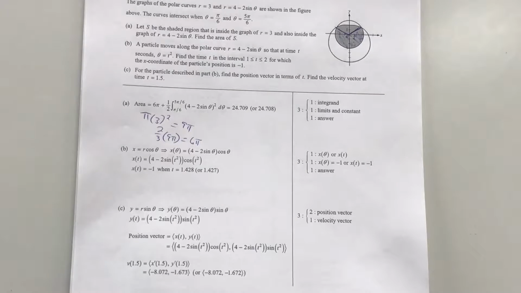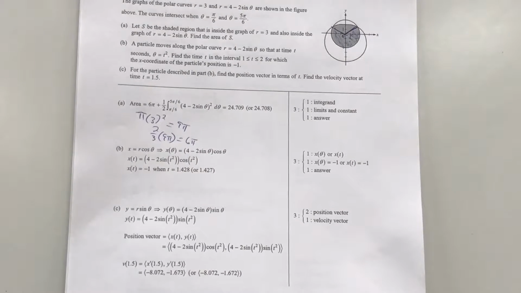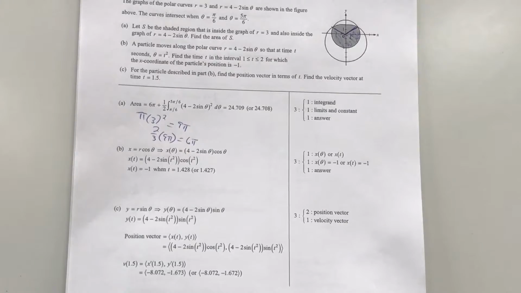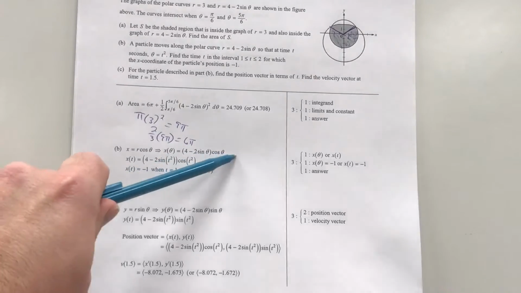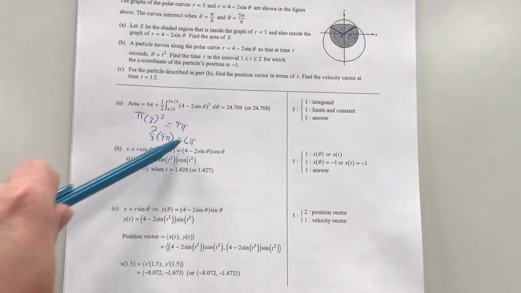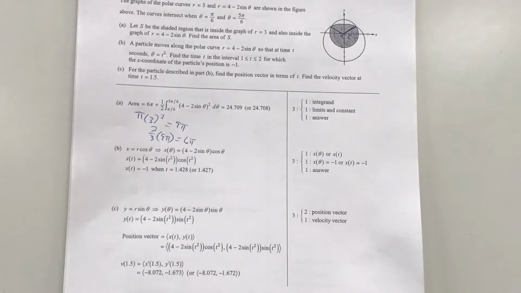Part B now says, think of this as a particle moving along that polar curve. And then they tell you that theta equals t squared, which we'll need to make a substitution later. We want to find the time t that makes the x-coordinate of the position -1. So let's go back and think big idea. The x-coordinate is going to be r times cosine of theta. All right, we're given r, so here's your r times cosine of theta. That's your x-coordinate for your position.